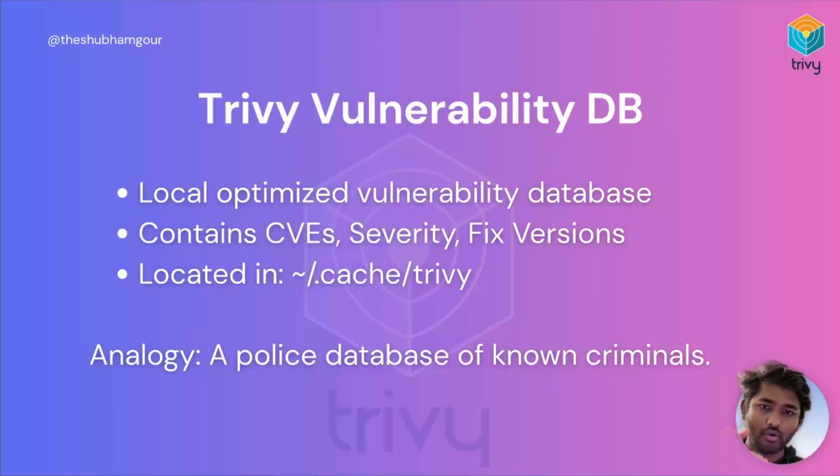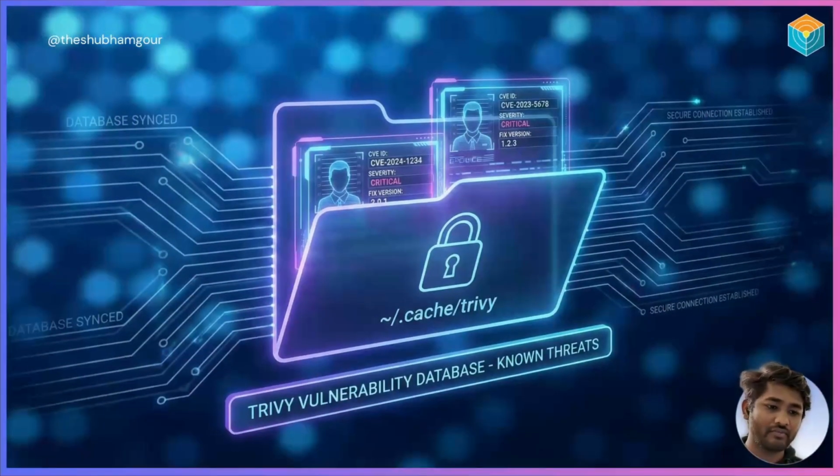Now, if you want to visualize it, just take a reference of this folder. When we are talking about the Trivy vulnerability DB, just imagine a folder where all the information regarding security vulnerabilities has been logged. What sort of information is present? The CVE ID, the severity, what version the issue was found in, and which version will fix the issue. That information is stored in the Trivy vulnerability database, which is also used for knowing the threats.